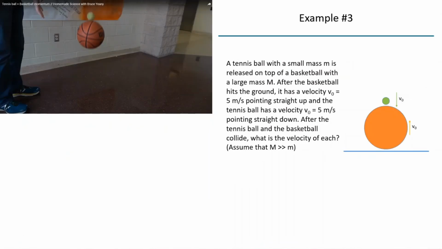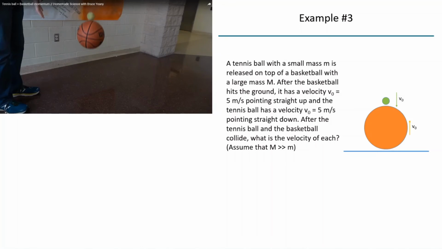The next example I want to look at is an example of an elastic collision. That is a collision between two objects where the kinetic energy is conserved. So a tennis ball with a small mass, little m, is released on top of a basketball with a larger mass, big M. After the basketball hits the ground, it has a velocity v initial equals 5 meters per second pointing straight up, and the tennis ball has a velocity v initial equals 5 meters per second pointing straight down. After the tennis ball and the basketball collide, what is the velocity of each?